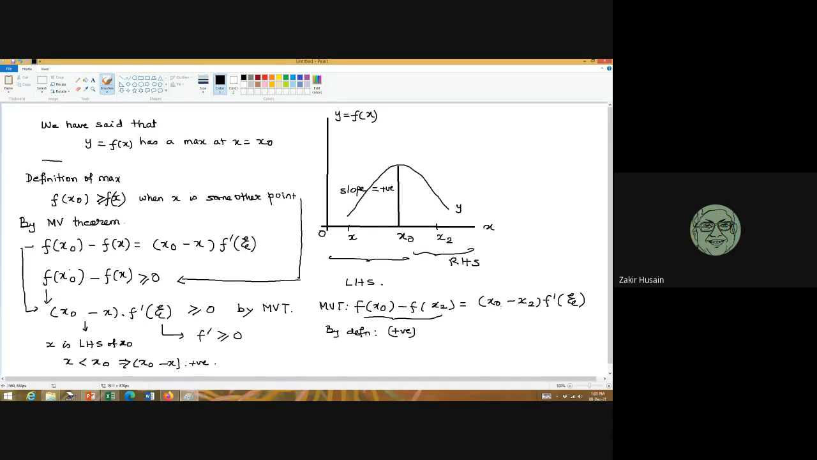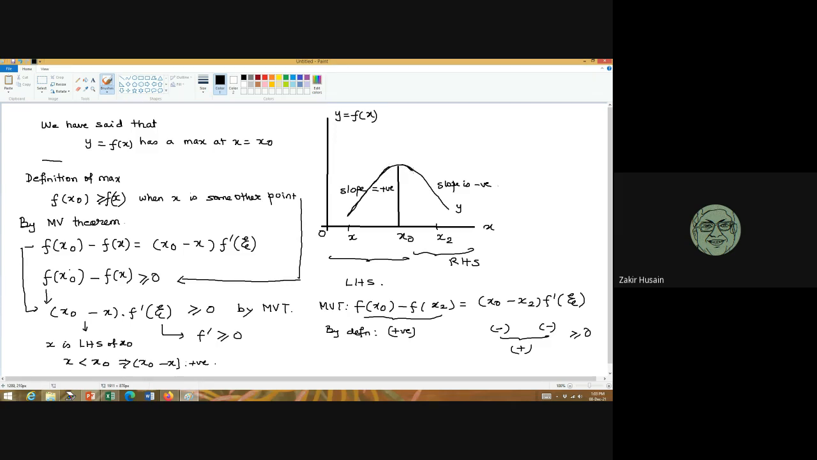Right? But look at x0 minus x2. What is this? It is negative. So, what is this? Negative. So, two negatives, you are getting positive, right? So, what is the slope on the right-hand side? The slope is negative, right? So, as I'm going up like this, I'm having a positive slope, right?